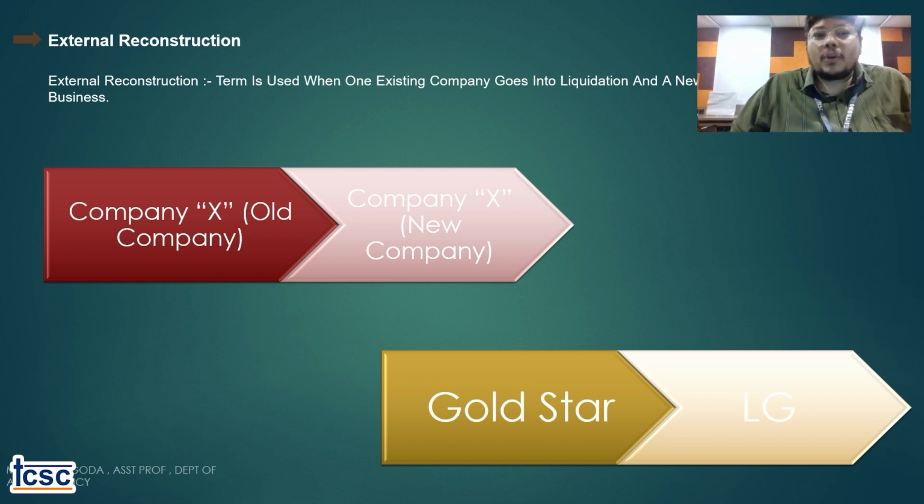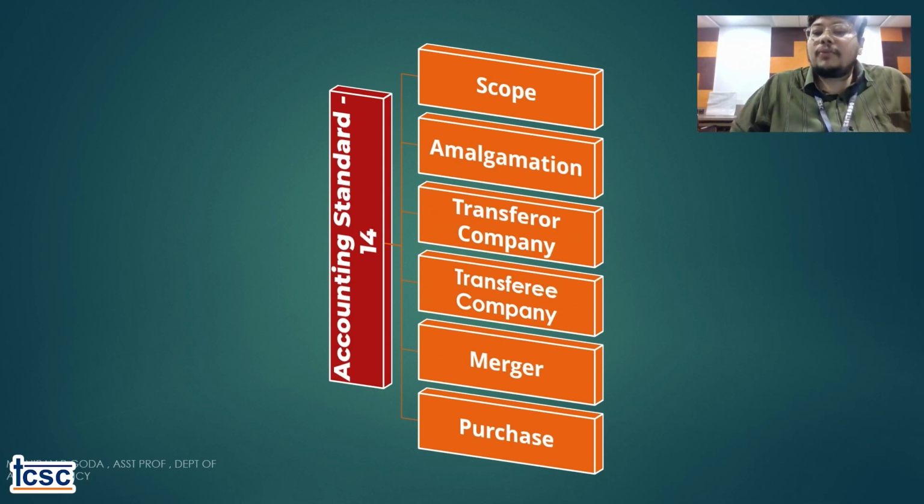So this is what about external reconstruction. Accounting standard 14 scope. The accounting standard 14 has been recommended by ICAI, that is the Institute of Chartered Accountants of India. ICAI is the regulatory body which formulates the accounting standards, and every company operating in Indian geographical boundaries has to follow these accounting standards.